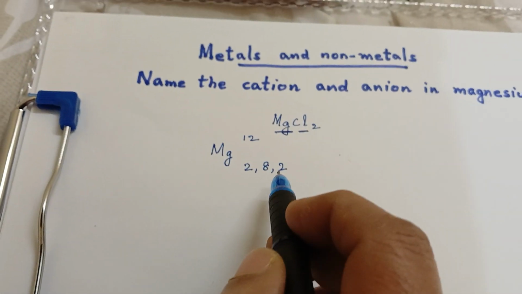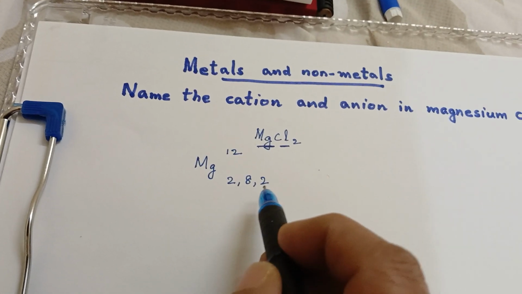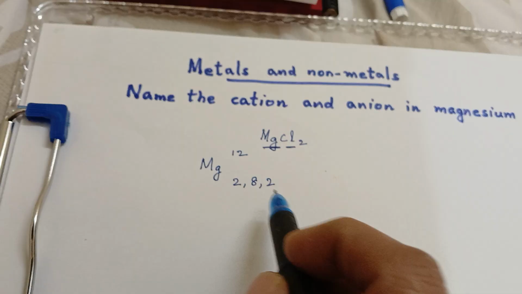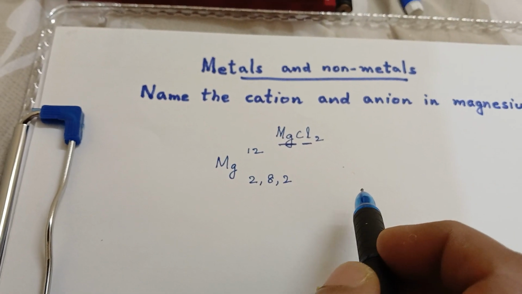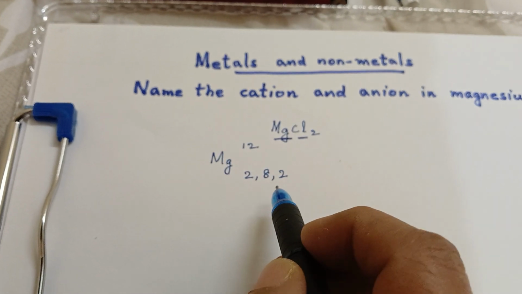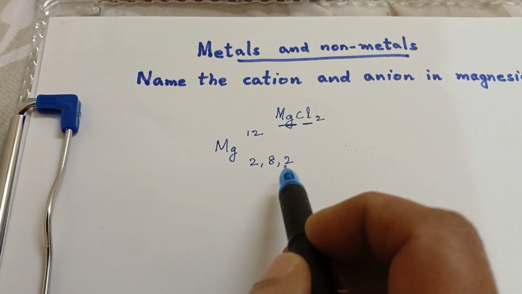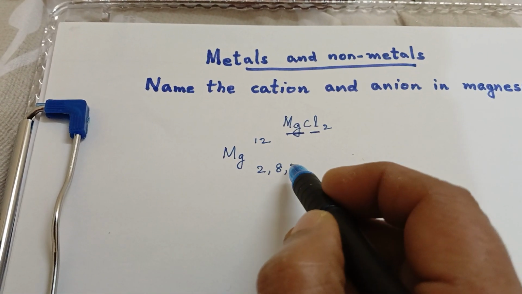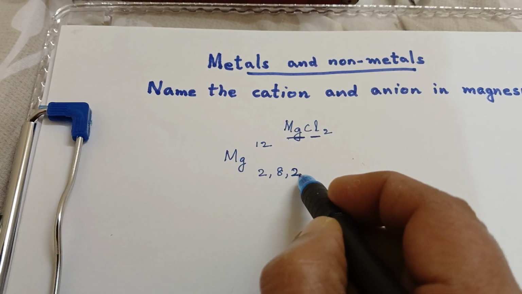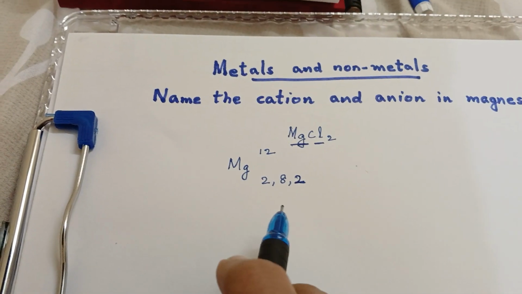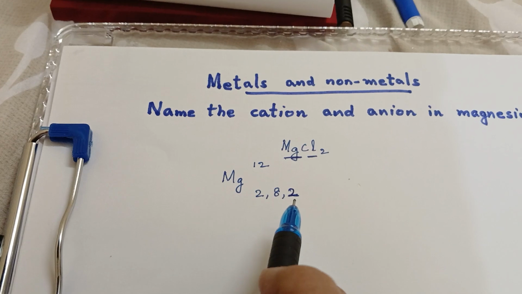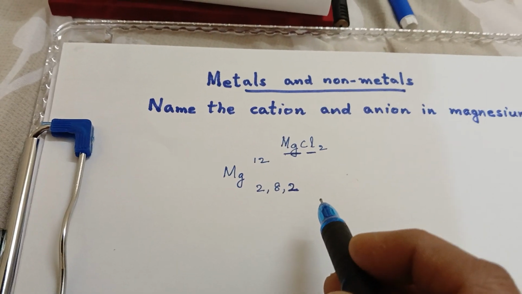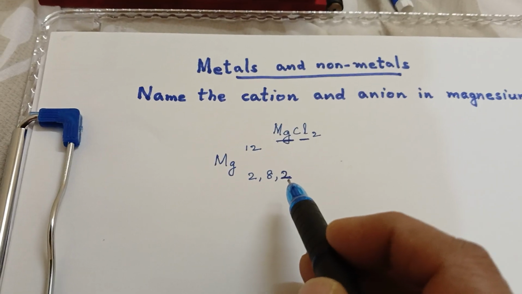2, 8, 2. All atoms try to attain the noble gas structure, that is 8 electrons in their outermost shell, the octet. So here also magnesium is trying to attain 8 electrons in the outermost shell. How many electrons are there now in the outermost shell? There are only 2 electrons. So magnesium will need 6 more electrons to attain an octet. But it's very difficult to attain those 6 electrons.